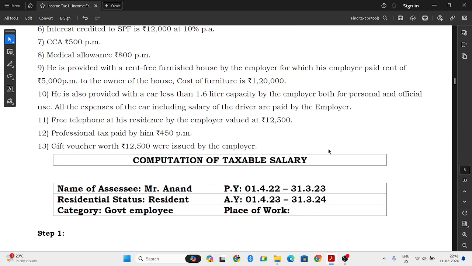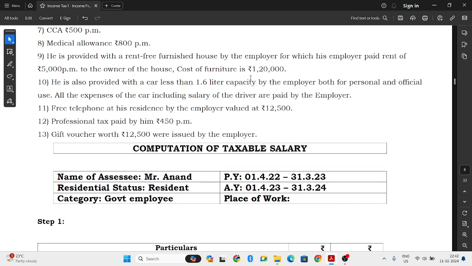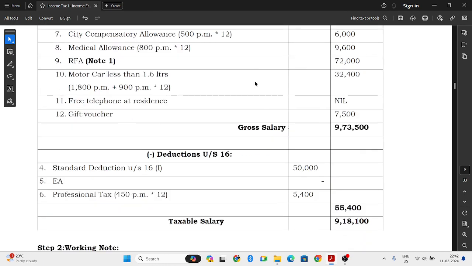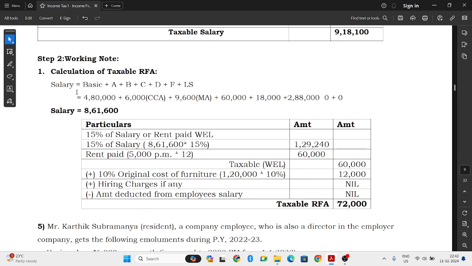Next, he was provided with a rent-free furnished house by the employer, for which the employer paid rent of 5,000 per month to the owner of the house. The cost of the furniture is 1,20,000. So we need to find out the taxable RFA. Salary for the purpose of RFA will be basic salary plus all taxable allowances plus the bonus plus commission plus DA allowance plus DA pay plus leave salary.